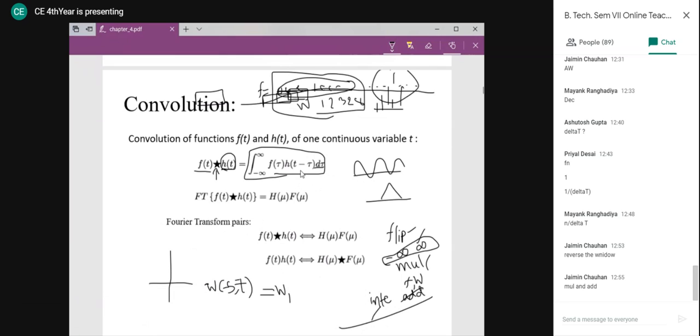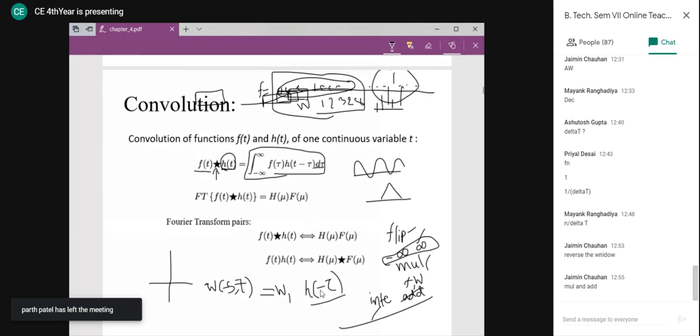But if I want to flip, I should not write h tau. I should write it as h minus tau. So this is my first operation of h minus tau. That is, my h tau is flipped. I can write it as h t, h tau, h mu, whatever. My variable can be anything, right? So can I say this is my flipped version?